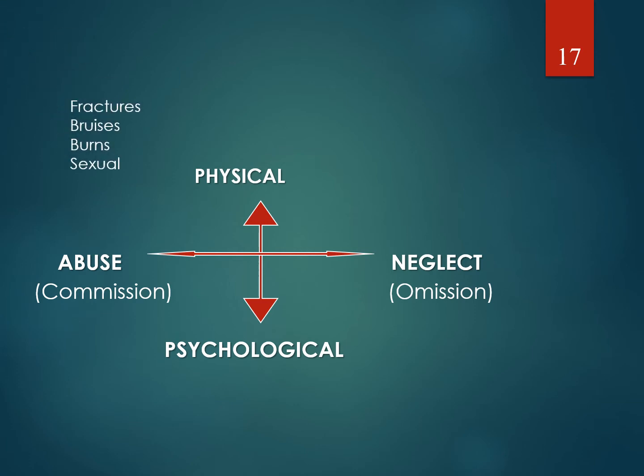For the physical, the evidence would show fractures, bruises, burns, and sexual types of abuse. For psychological abuse, they usually are through verbal means: they terrorize, they put down, they compare, and they insult the child.